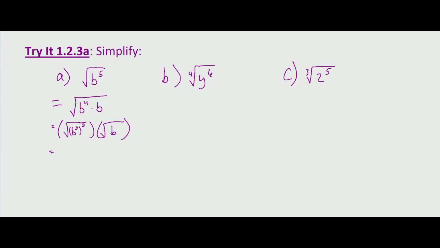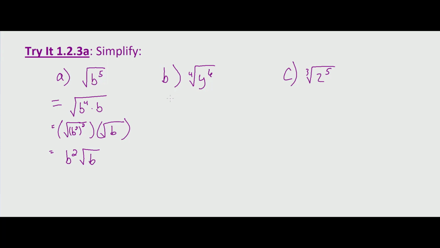Now we should say it's the absolute value of b squared, but we know b squared is positive because any number squared is positive, so this is going to equal simply b squared, and we're still left with the square root of b. And again, we didn't need the absolute value because the variable is being squared. So simplified, the square root of b to the fifth is b squared times the square root of b.